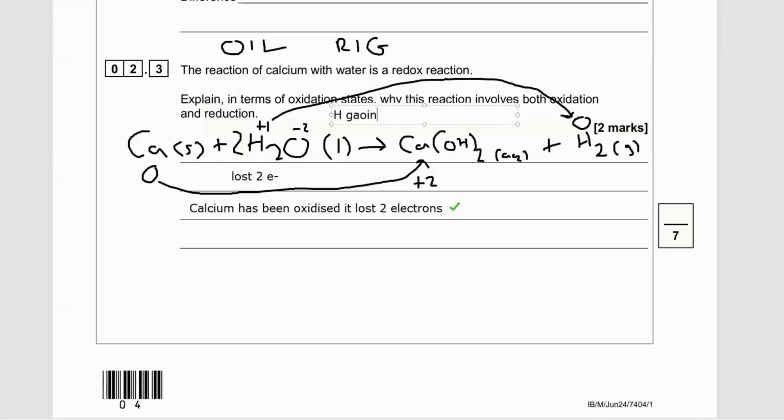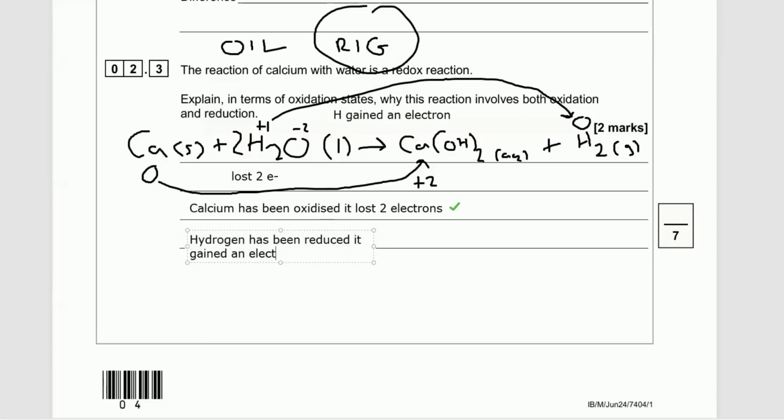So H gained an electron. What's gain of electrons? You know what the gain of electrons is, right? It's reduction. Reduction is gain. So we want to say hydrogen has been reduced. It gained an electron. Now, if we really want to get funky with it and over explain it, we can say it went from a +1 oxidation state, but the more I type, the more errors I make, to a 0 oxidation state in elemental form.